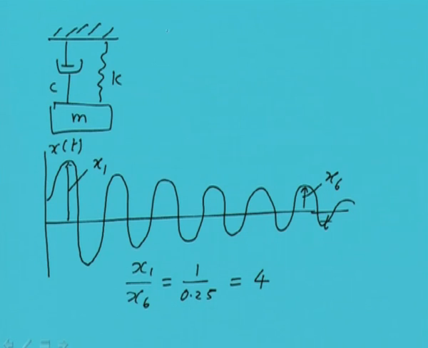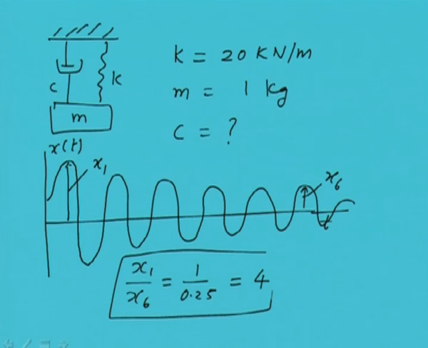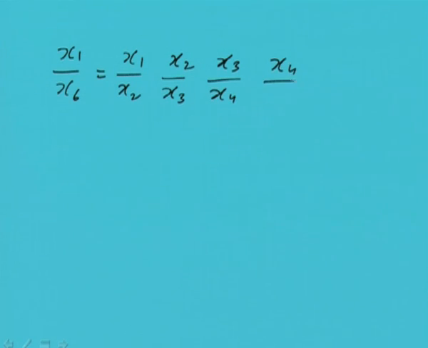and we have the system properties, that is stiffness is given as 20 kilonewton per meter and mass is 1 kg. We need to obtain the damping in the system. So the only information available is this, and we know that we can express x1 by x6 as x1 by x2, x2 by x3, x3 by x4. Like this we can go up to here.